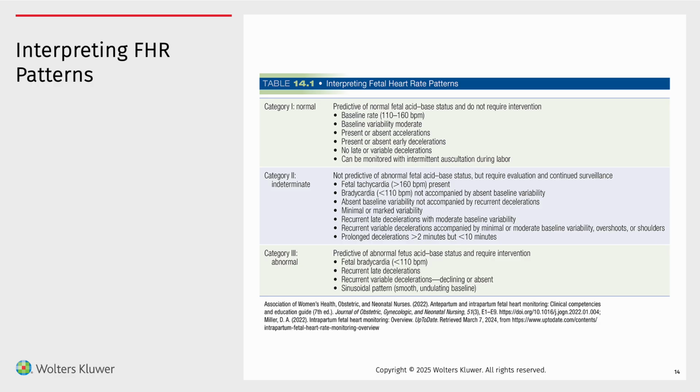Then we have category 3, which is abnormal, just abnormal. This is absent variability with recurrent late decelerations, recurrent variable decelerations, bradycardia, or a sinusoidal pattern. Category 3 is non reassuring and abnormal. These traces are associated with fetal hypoxia or acidosis. Immediate evaluation and potential intrauterine resuscitation and possibly delivery are necessary to prevent injury or death.